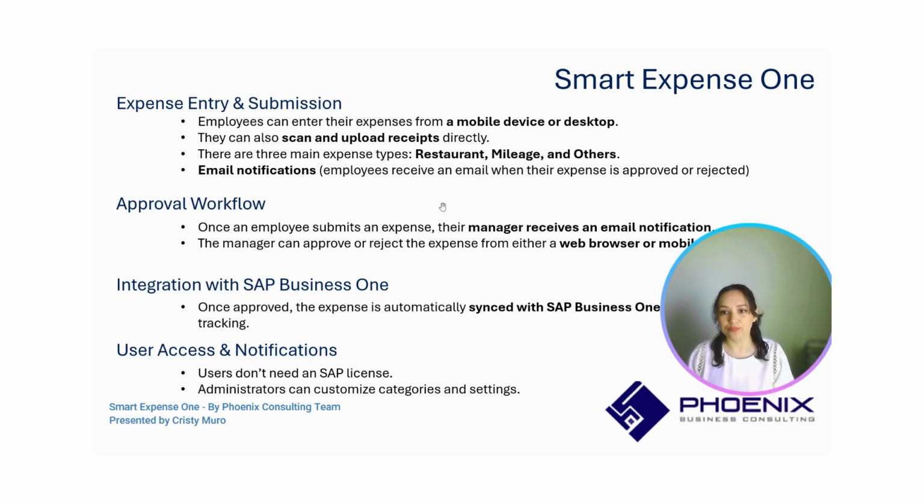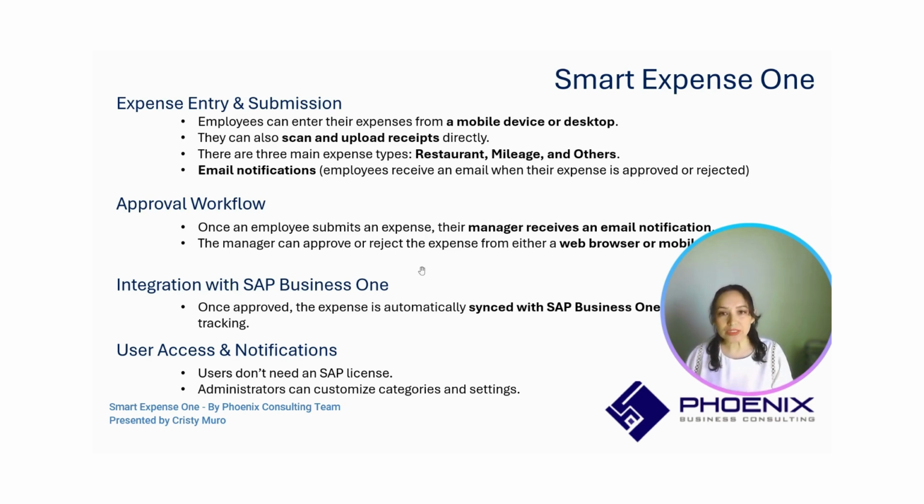information automatically. There are three main expense types: restaurant, mileage, and others. And you can customize the categories for each expense type. Email notifications. Employees will receive an email every time that their expense is approved or rejected.